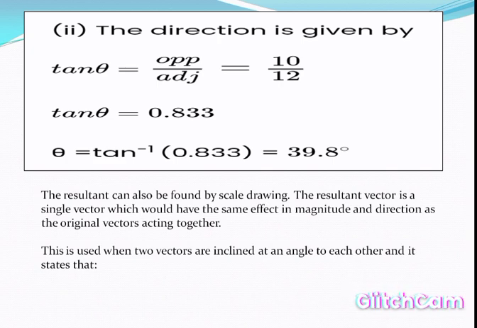So what's the definition of the resultant vector? The resultant vector is a single vector which will have the same effect in magnitude and direction as the original vectors acting together. So if I have two or more vectors acting together at a point, the effect that they will have in both magnitude and direction is known as the resultant vector.